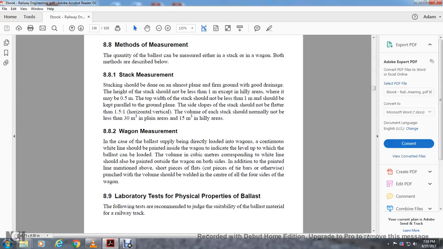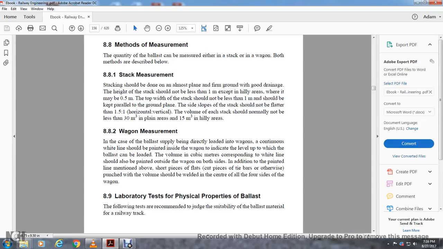For wagon measurement, in case the ballast supply is directly loaded into the wagons, a continuous white line should be painted inside the wagon to indicate the level up to which the ballast can be loaded. The volume in cubic meters corresponding to the white line should also be painted outside the wagon on both sides. Alongside the painted line, short pieces of flat cut piece for the tie bar, or otherwise punch marks for the volume, should be welded in the center of all four sides of the wagon.